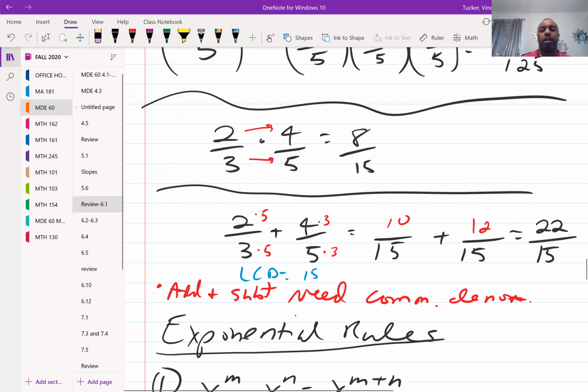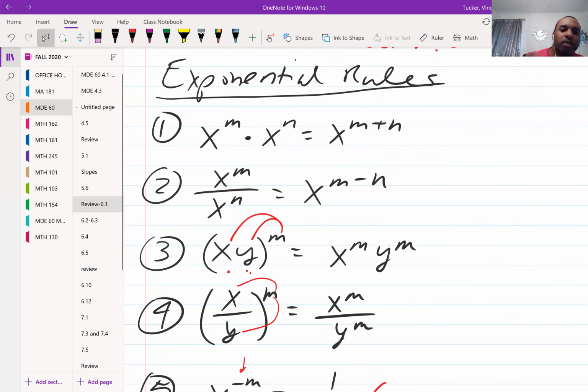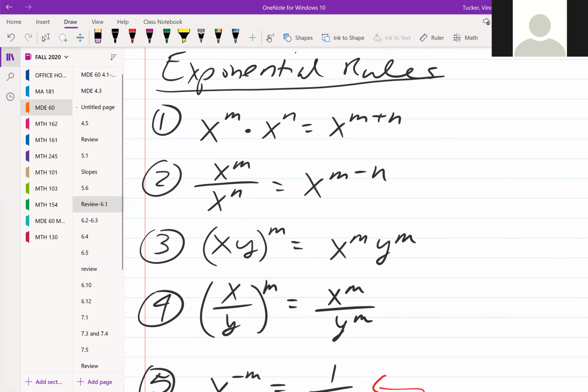All right. So now let's look at our exponential rules. See, I just told you all these rules. I'm sorry, I didn't even think about it. I was about to give you some more. I'll let y'all write them down and then we'll talk about them. I believe I have 10 of them.